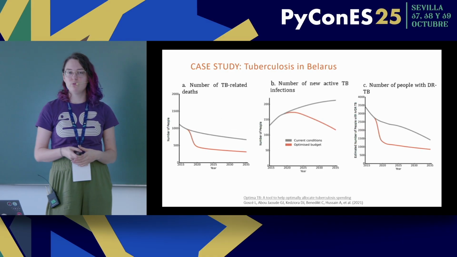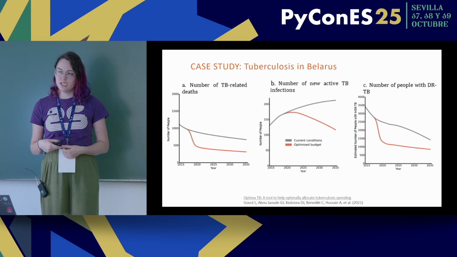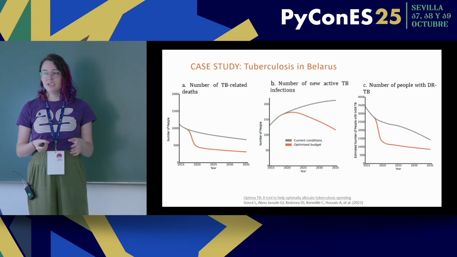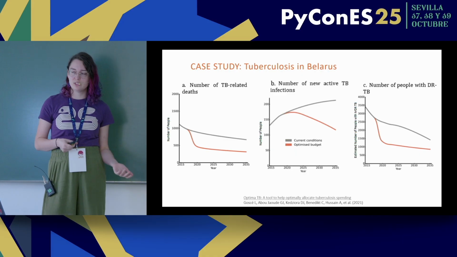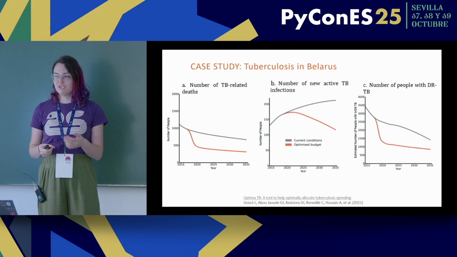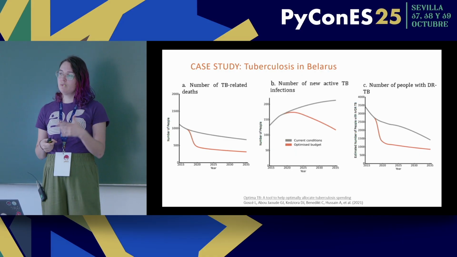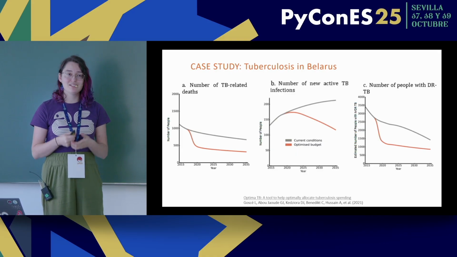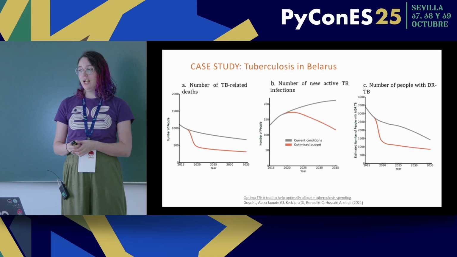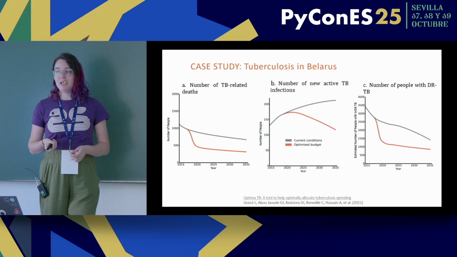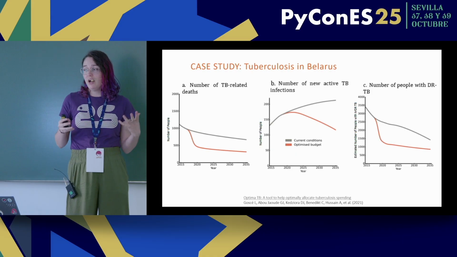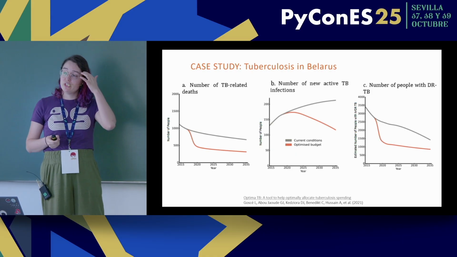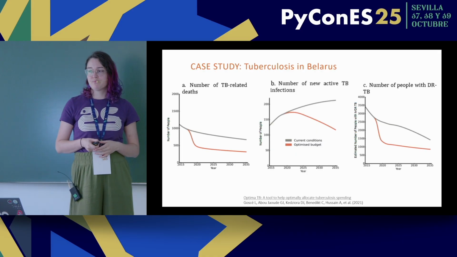And I'm going to give you a real world example. This is a case study of tuberculosis in Belarus. From left to right, we can see the number of tuberculosis related deaths, the number of new active tuberculosis infections, and the number of people with drug-resistant tuberculosis. Drug resistance is actually a massive, massive problem in Belarus. I think as of the publication of this paper, they had the highest prevalence of drug-resistant TB in the region. So it's a huge problem for them.